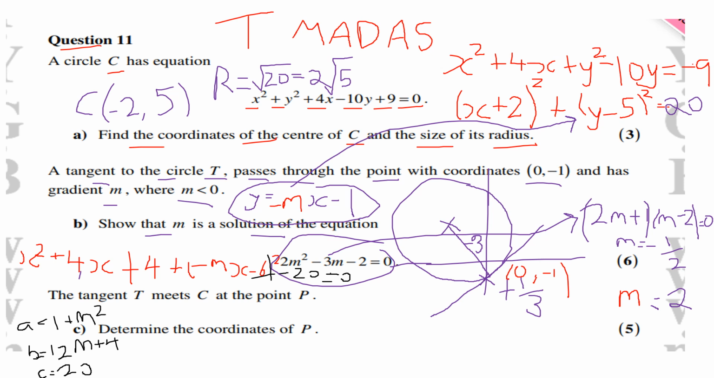We're going to have this squared, so we're going to have 144 m squared plus this times it by 2, so that's going to be 96 plus 16, minus 4 lots of this, so minus 80 lots of this.